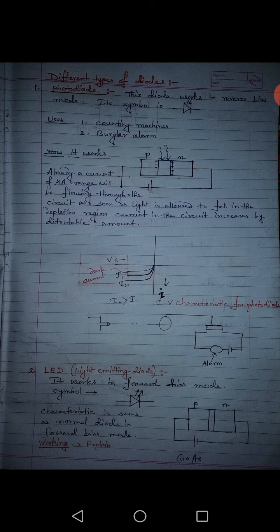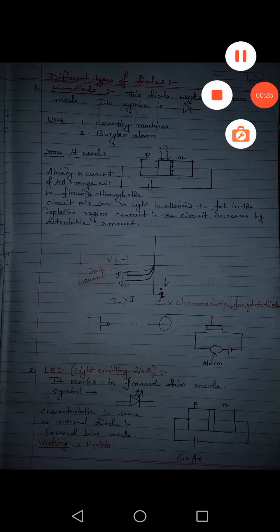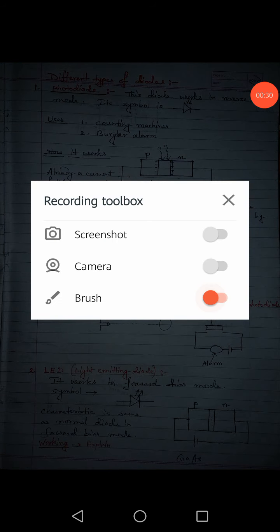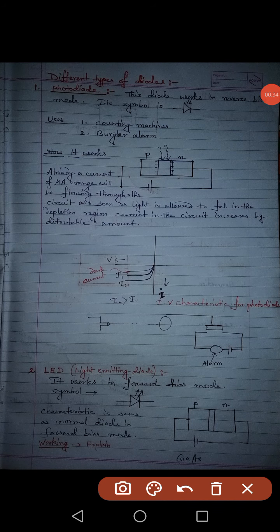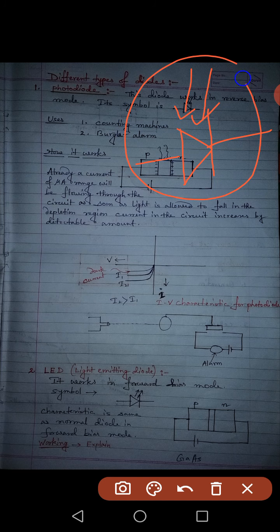Now remember that this photodiode basically works in reverse bias condition. This one I have written, reverse bias condition. Now the symbol of photodiode is this one, where you can see that just like a normal diode, it has a p side, this triangular side is the p side, and an n side. Then you have to draw two or three arrows like this. These arrows just represent that some light is allowed to fall on the diode. So this is the symbol of photodiode.